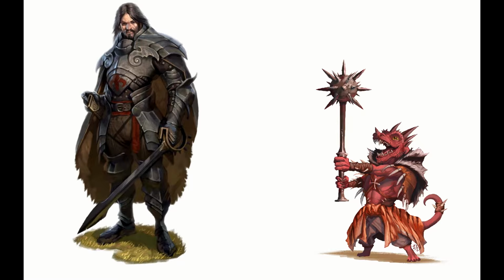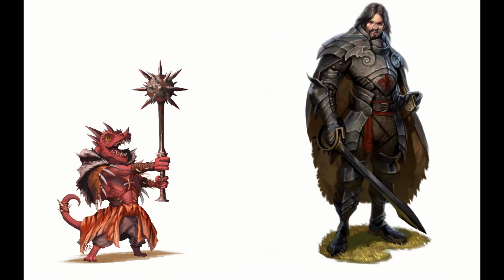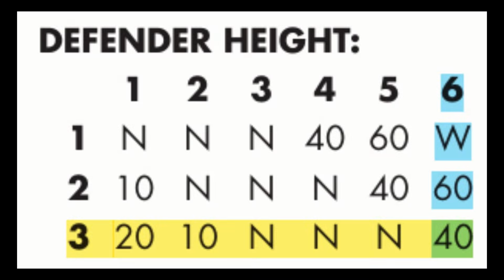Now, what if we did this in reverse? Well, if you had a 3 foot tall kobold attacking a 6 foot tall human, they would be a blue 40. They're on the other side of the N. This means that they would be rolling a chance to hit normal. So if they roll 40 or less, then they hit normal, which means they could hit the head or the body. But if they roll a 41 or higher, then they're going to hit the legs or the wound area, as they say.